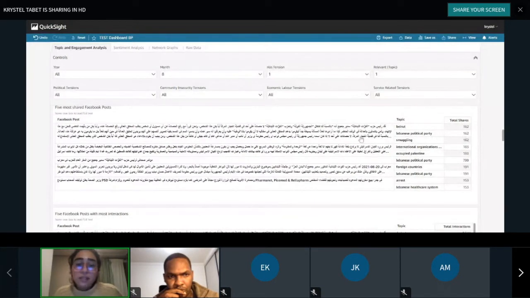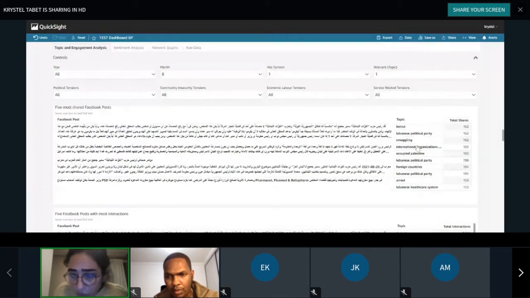And just for a bit of context, smuggling and arrests were very common in August because there was a peak in smuggling gas and petroleum from outside Lebanon to Syria. So this is another context of why we can see Syria more than refugees, and smuggling as well. And North Lebanon, at some point, we saw North Lebanon as a topic as well.